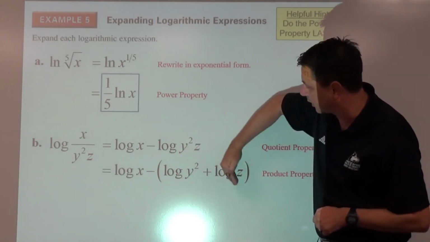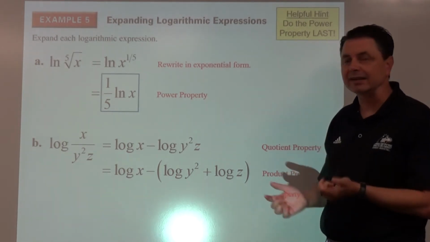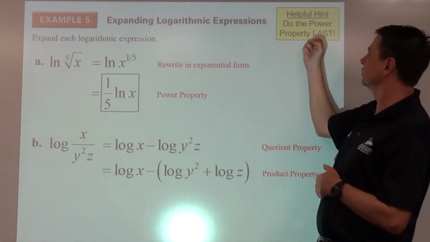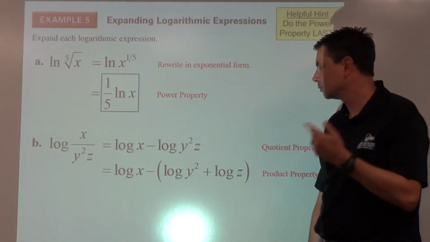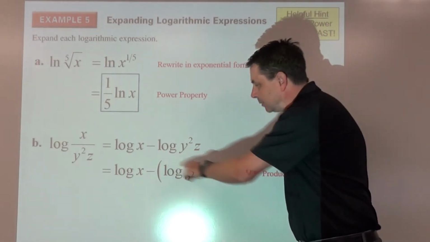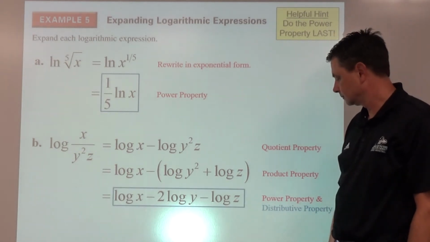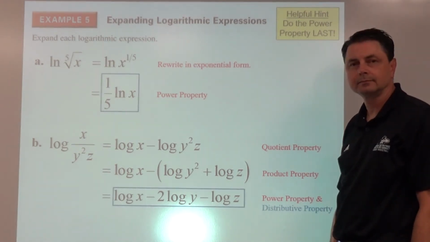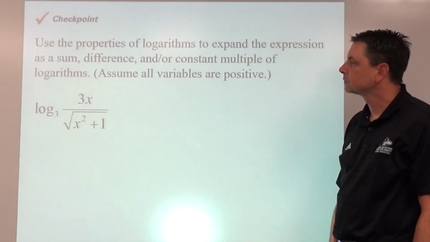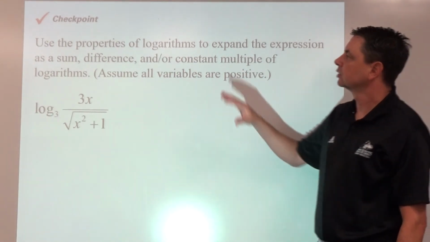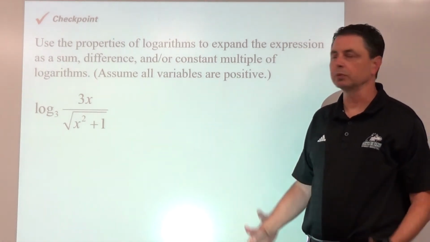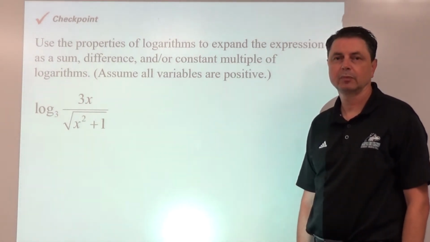Product property, we separated, we use the parentheses. In the last step, we should probably distribute the minus, also take care of the exponent. Doing that last for the power property, move the 2 out in front of that particular log. Not the whole expression, just that particular log. All right, checkpoint. Go ahead and expand this expression using those properties and the hints. Pause the video here.